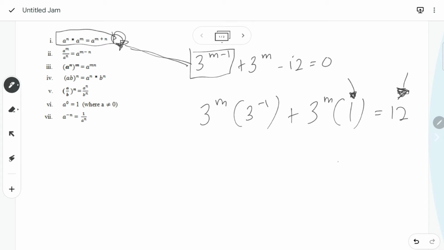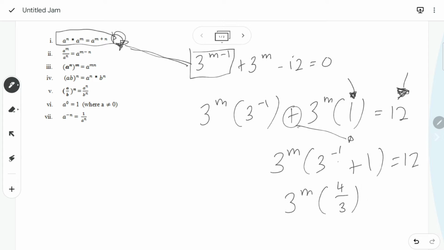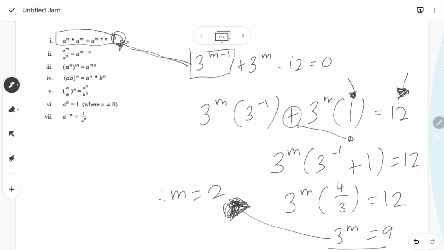Probably I'm not going to notice that actually on the left hand side there's a value. So like I said before, factorize it. 3 to the power of negative 1, bring the plus 1, is equal to 12. 3 to the power of m in bracket 4 over 3 is equal to 12. 3 to the power of m is equal to 9. So m is equal to 2. Write the answer, go straight to the answer. But please do it neatly and go downwards. Don't do it like me because I don't have enough space.